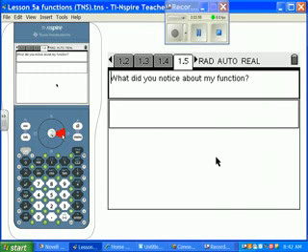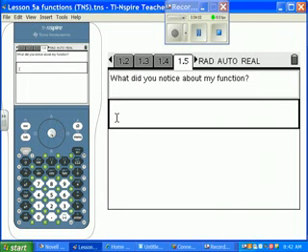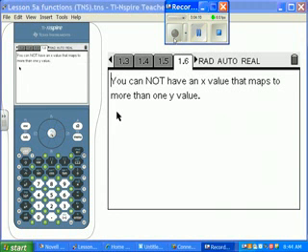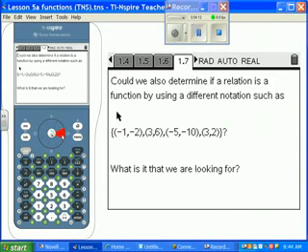All right, so let's look at the next page. What did you notice about the function? Each one goes to another one. Each one goes to one. So however you're going to remember it, I want you to type it in here. Can't have any x value that maps to more than one y. All right, so let's look at the next one.